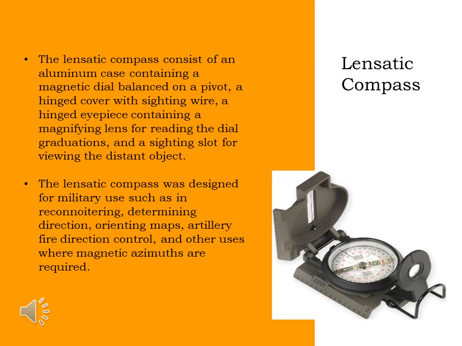The Lensatic compass consists of an aluminum case containing a magnetic dial balanced on a pivot, a hinged cover with a sighting wire, a hinged eyepiece containing a magnifying lens for reading the dial graduations, and a sighting slot for viewing the distant object. The Lensatic compass was designed for military use such as in reconnoitering, determining direction, orienting maps, artillery, fire direction control, and other uses where magnetic azimuths are required.